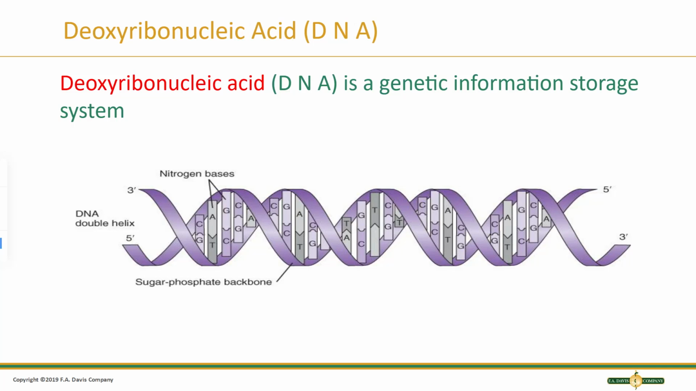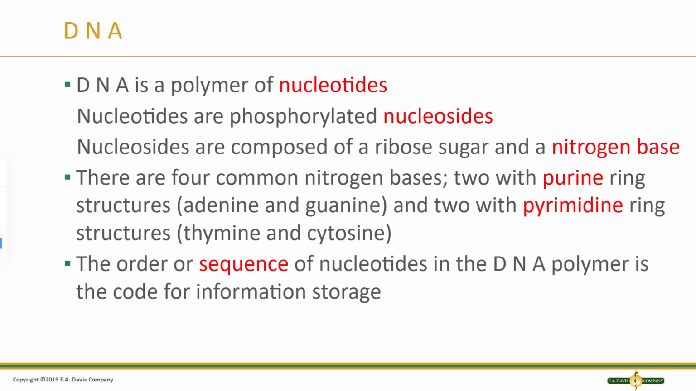But deoxyribonucleic acid, DNA, is a genetic information storage system. It's a polymer of nucleotides. Nucleotides are phosphorylated nucleosides. Nucleosides are composed of a ribose sugar and a nitrogen base. There are 4 common nitrogen bases, 2 with a purine ring structure, adenine and guanine, and 2 with pyrimidine ring structures, thymine and cytosine. The order or sequence of nucleotides in the DNA polymer is the code for information storage.